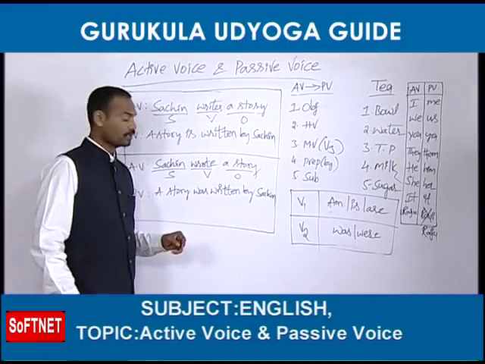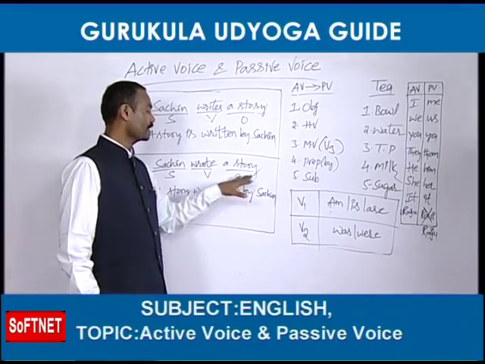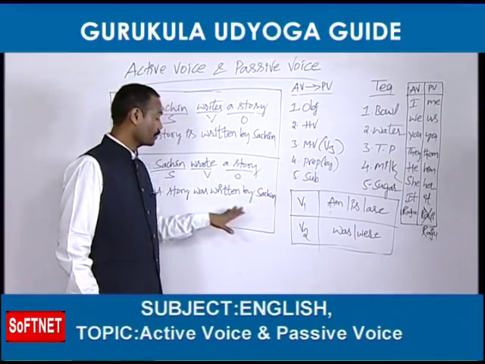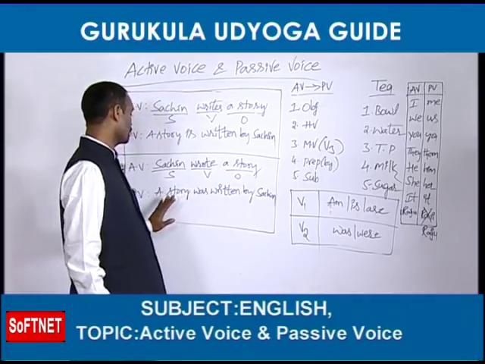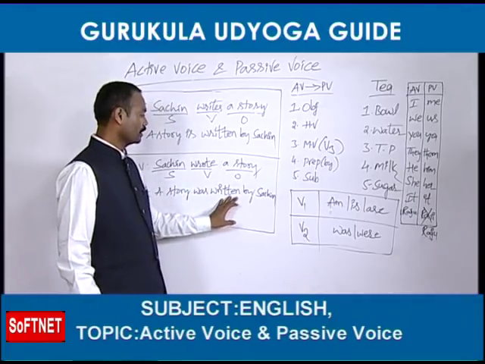Story is singular, so a story was. For example, stories means were. Stories were. Okay, singular object is there: a story was written. A story was.